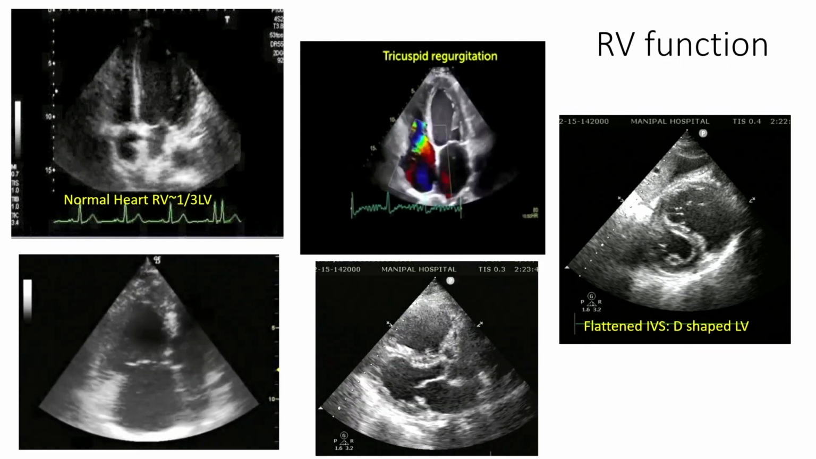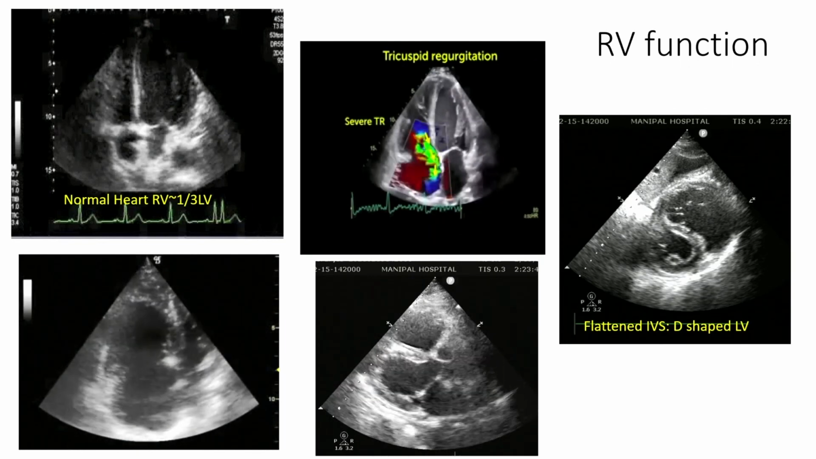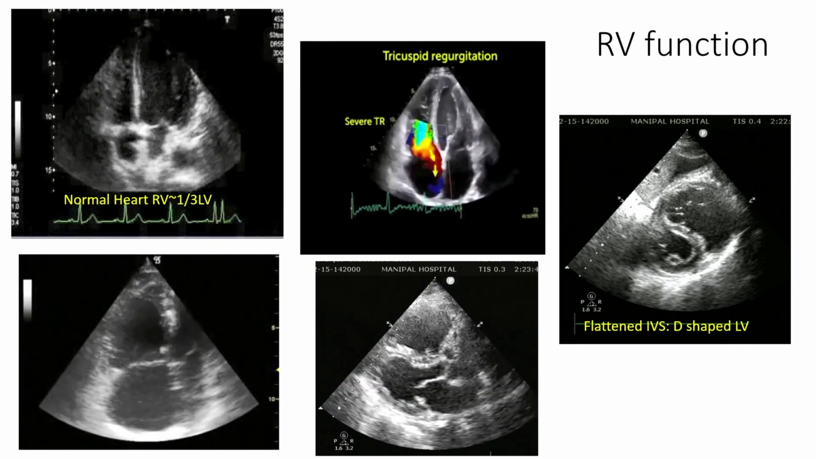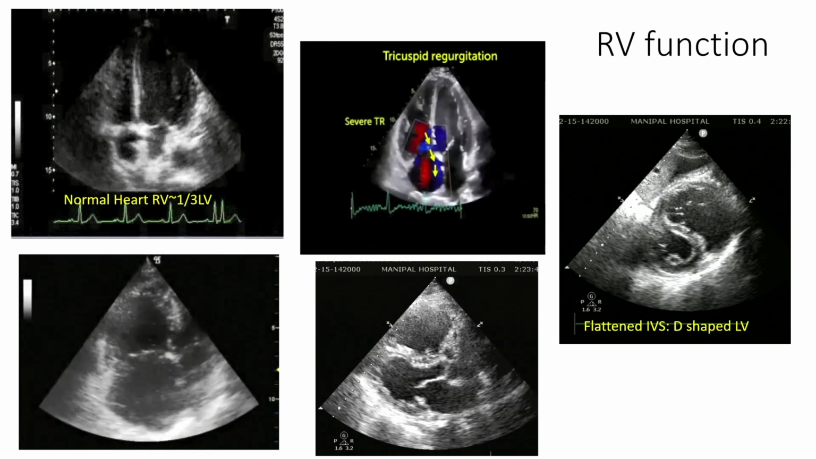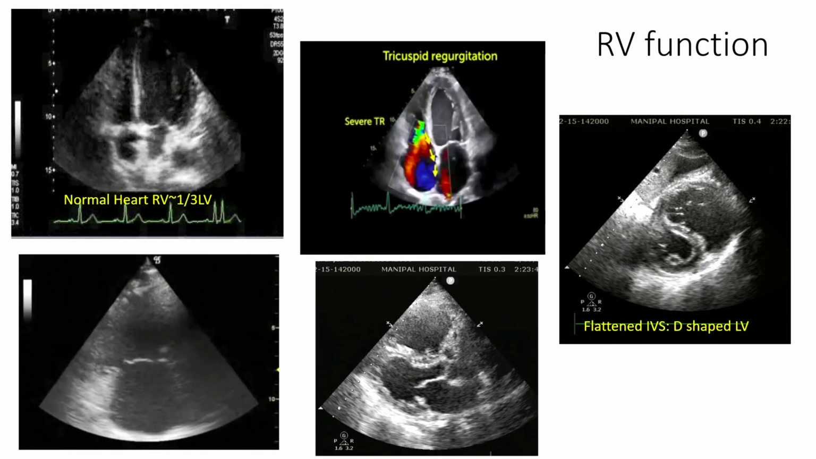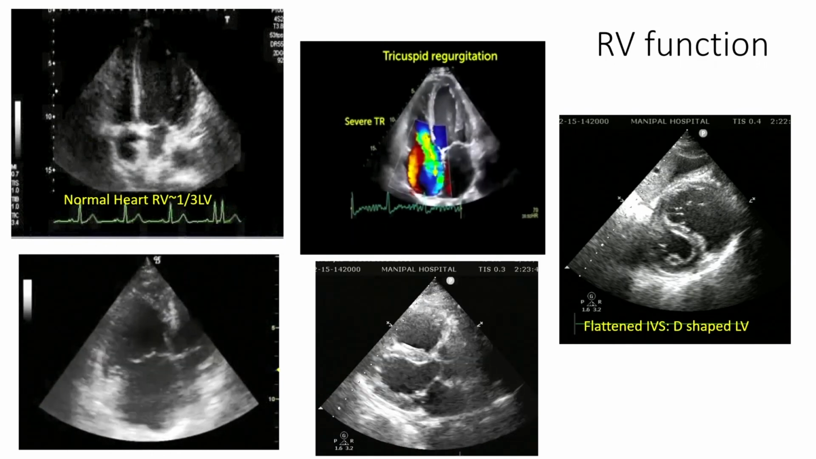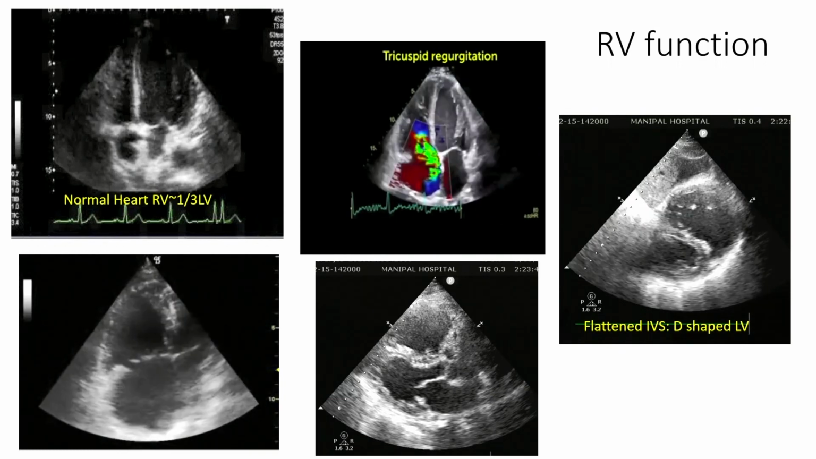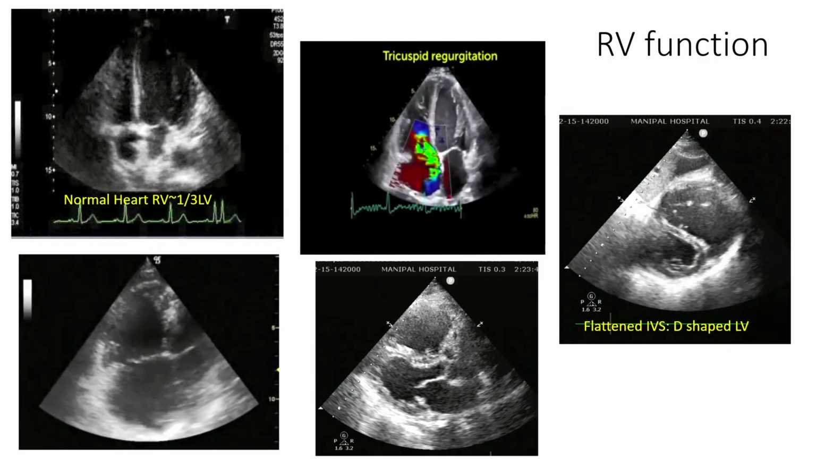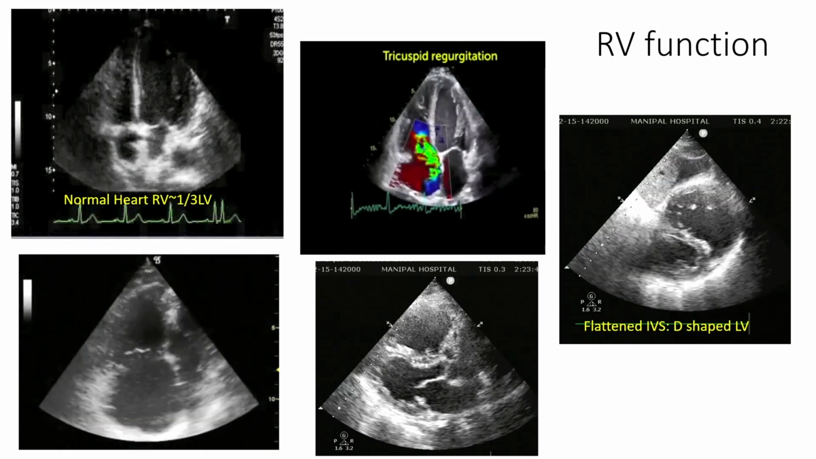You can have flattening of septum. As you can see, the septum is usually bowed all the time towards the right side, but if it becomes flattened because of increased right-sided pressure or volume overload, then there is a problem. And here you can see what's called the D-shaped septum. The septum getting totally flattened towards the LV.